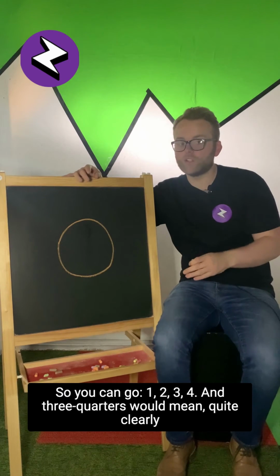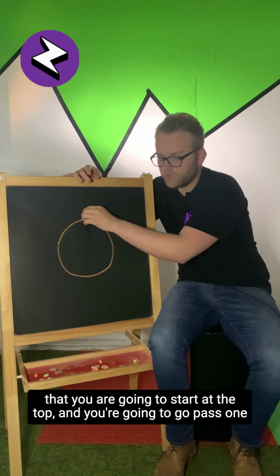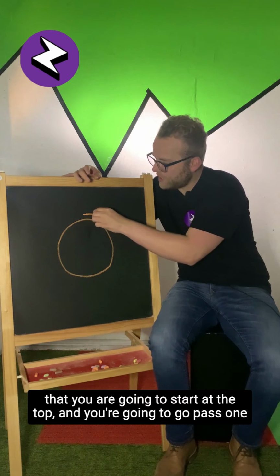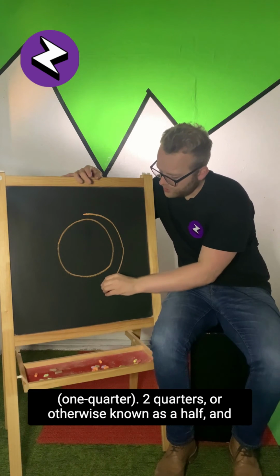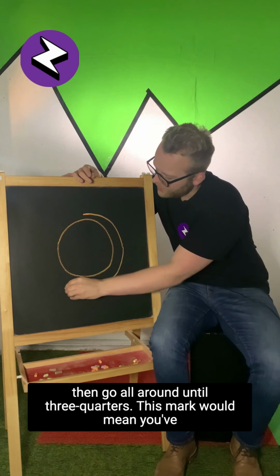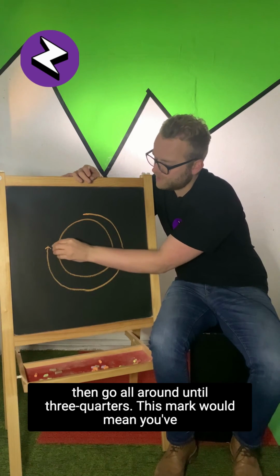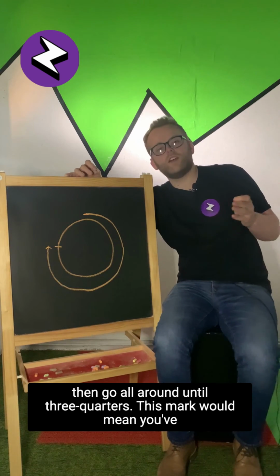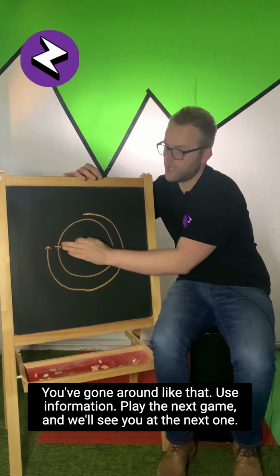And 3/4 would mean, quite clearly, that you're going to start at the top and you're going to go past 1, that's 1/4, 2/4, or otherwise known as a half, and then go all the way around until 3/4. So this mark would mean you've turned the shape 3/4. So you've gone round like that.